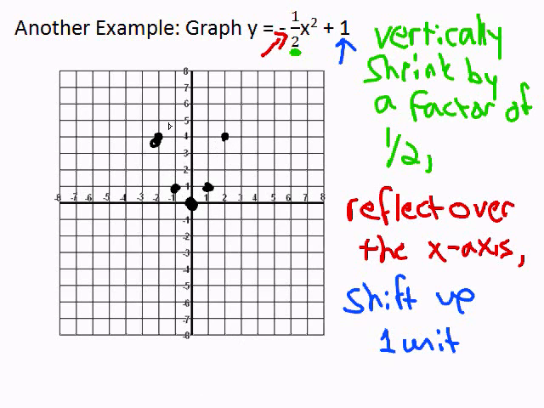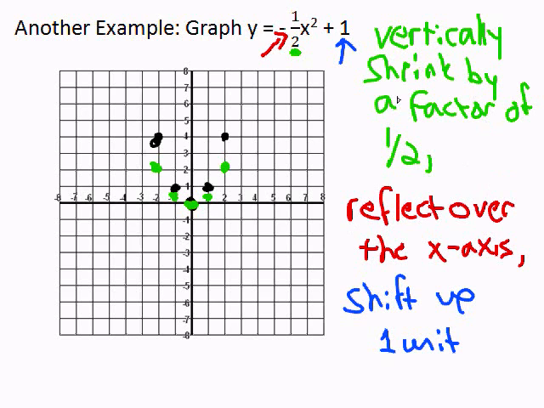Now we're going to take these parent quadratic function points and we're going to shrink them by a factor of 1/2. So in green, I'm going to perform my first transformation. I'm going to take these points, such as 4, and shrink by a factor of 1/2. That means we cut it in half, so it becomes 2. 1 becomes 1/2. 0 and a half is still 0. 1 becomes 1/2. 4 becomes 2.